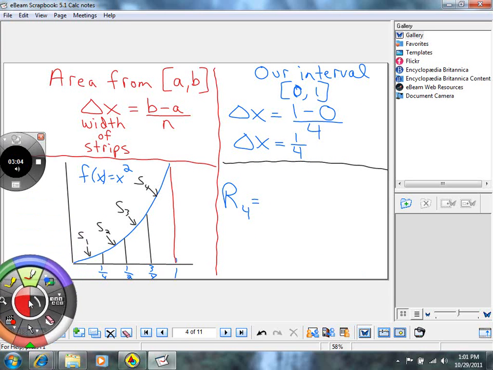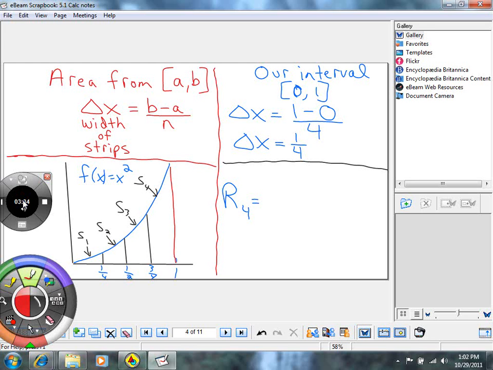Now, when you want to set up your little strips or your rectangles, the way that you do it is, if you want to find the area between A and B, let's say that's your interval, you want to find your interval width, and that's going to depend on however many rectangles or how many strips you decide to use. To figure out the width, you just subtract B minus A, and then divide by however many strips you want to do. Again, pretty much rectangles, we could say.